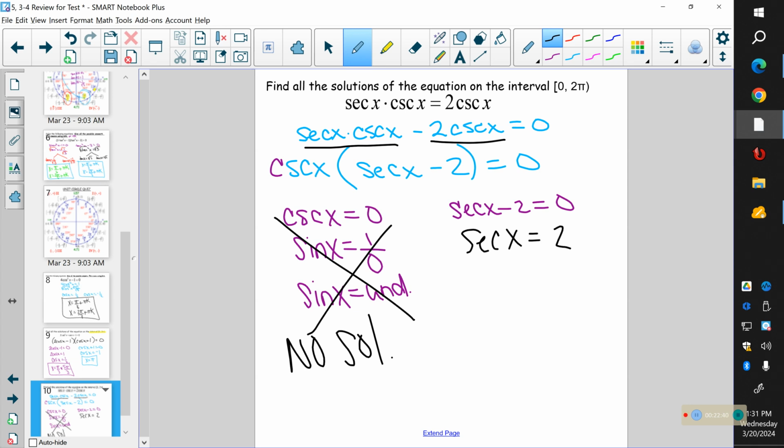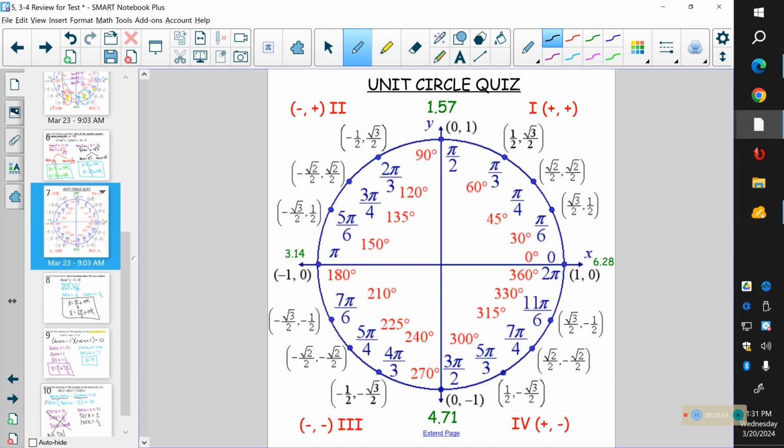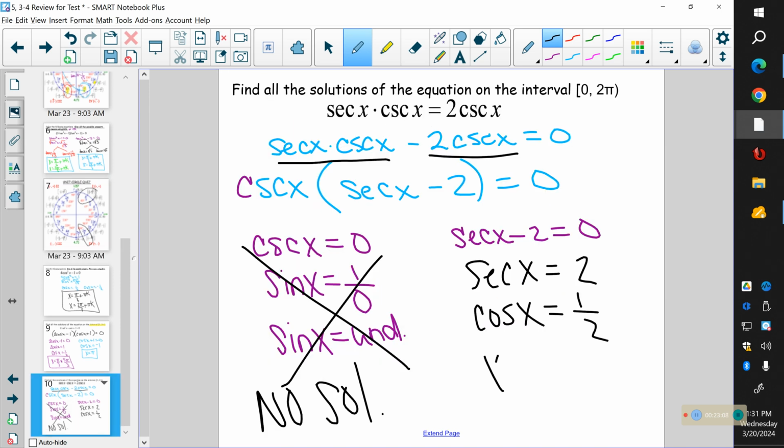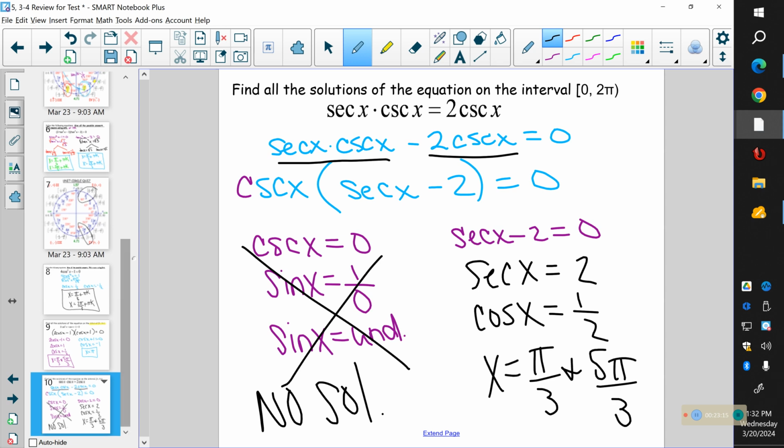Now, did I memorize secant? No. So what is the reciprocal function of secant? Cosine. And what is the reciprocal of 2? 1 over 2. So now we're coming back to our unit circle and we're saying, where is my cosine positive 1/2? At 60 degrees and down there at 5 pi over 3. So I have pi over 3 and 5 pi over 3. Does that make sense?